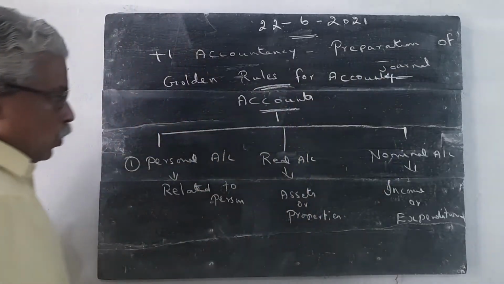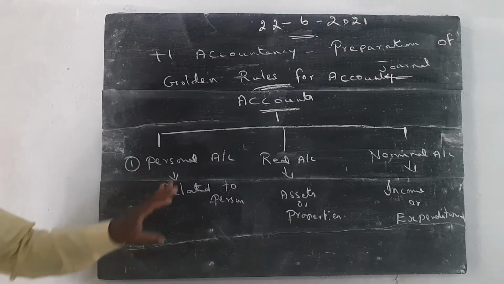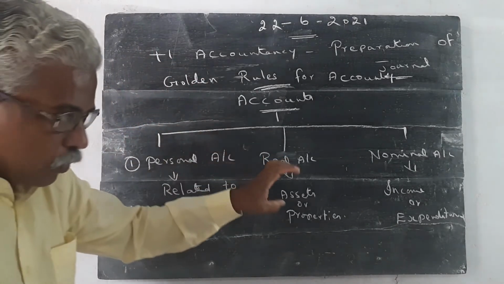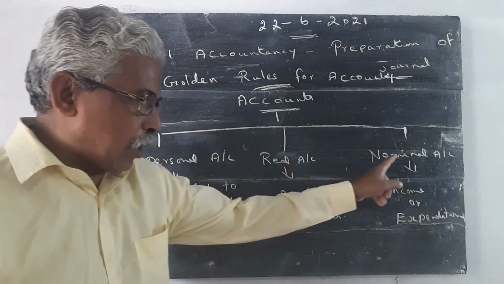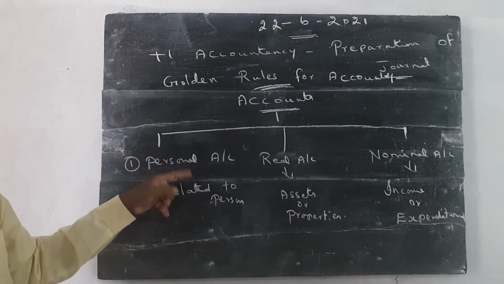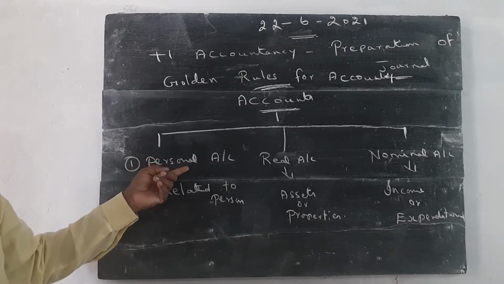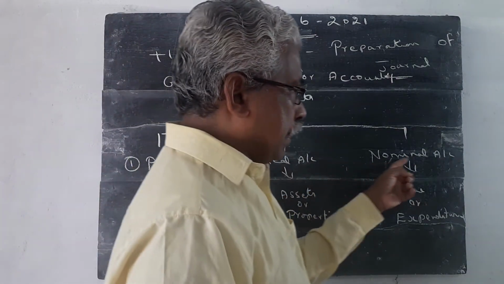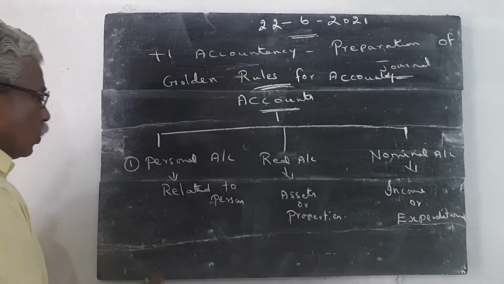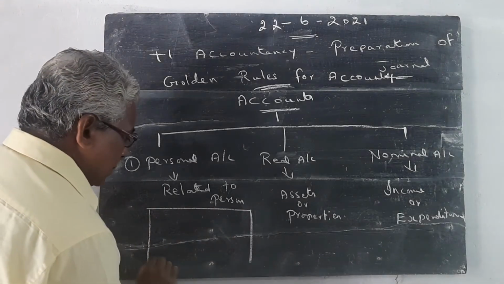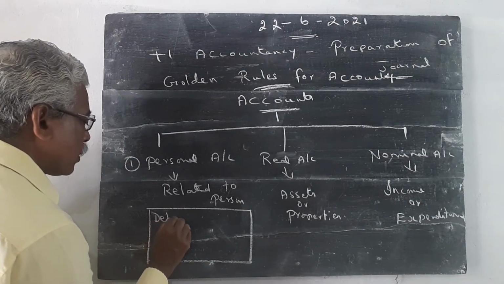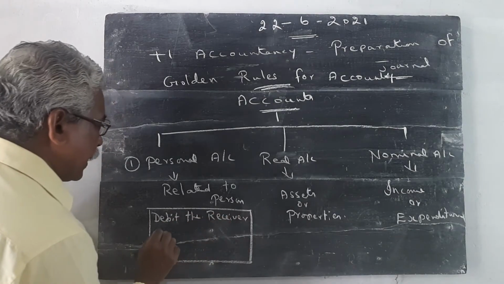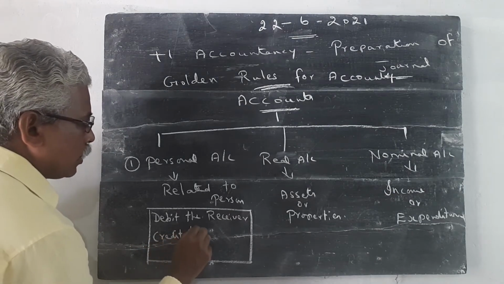Dear students, please take notes for this area. What are the three golden rules of accounting? There are three types of account: personal account, real account and nominal account. Each account has two sides, one is the debit side, another one is the credit side. Real account has a debit side and credit side. Nominal account has a debit side and credit side. So the rule of the personal account is debit the receiver, credit the giver.